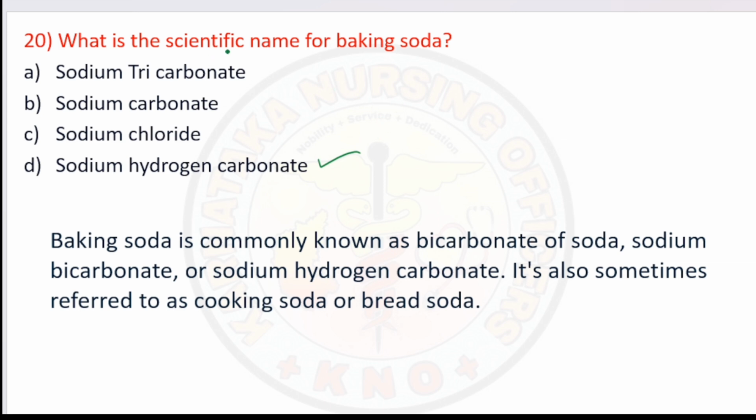What is the chemical symbol for baking soda? Sodium means Na, hydrogen means H, carbonate means CO3. So the chemical formula for baking soda is NaHCO3. If you know this chemical formula, you can easily identify the scientific name, right? Na represents sodium, H represents hydrogen, and CO3 represents carbonate. Hence, sodium hydrogen carbonate is the scientific name for baking soda.